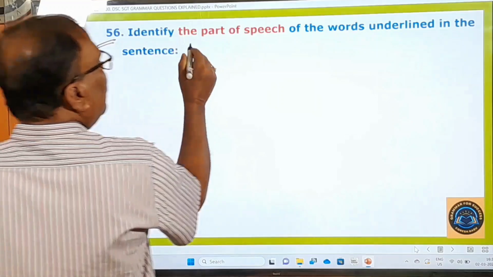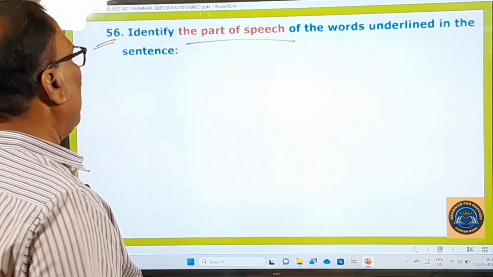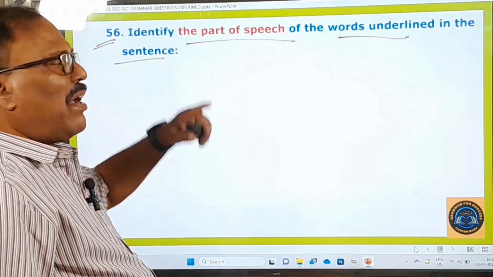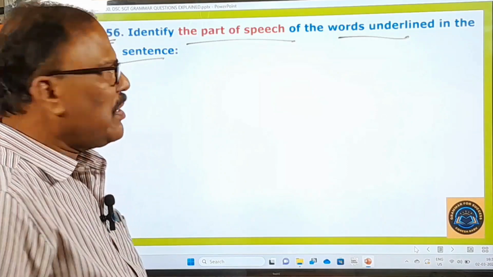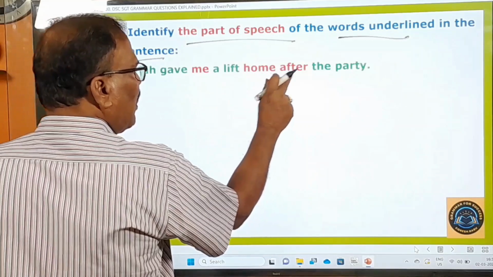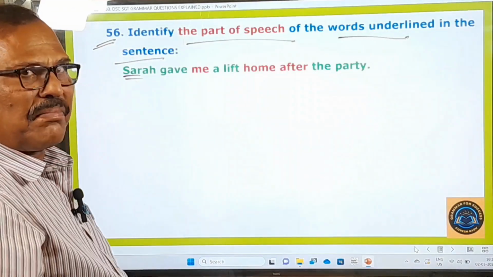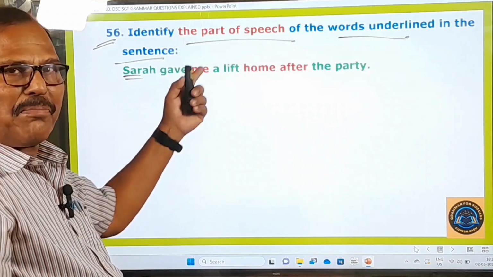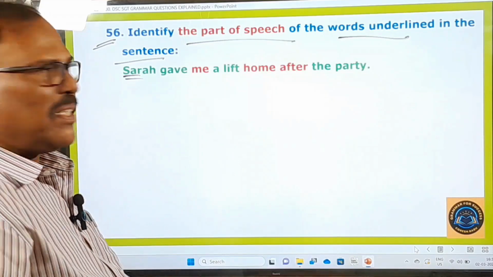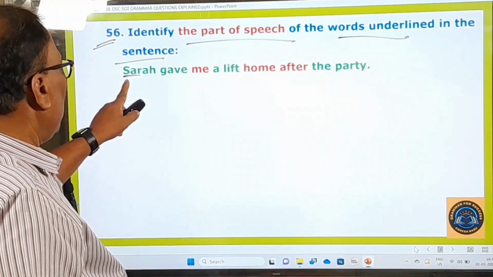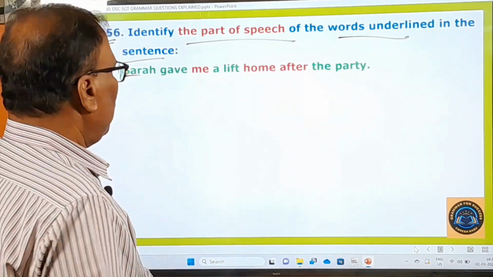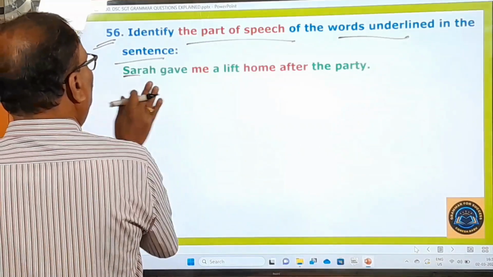56th question, identify the part of speech of the words underlined in the sentence. Okay, he's asking you to find out the parts of speech of the underlined words given in the sentence. What is that sentence? Look at the sentence. Sarah gave me a lift home after the party. Sarah, why use that foreign name? That means he has taken this example from some grammar book. That doesn't look nice. You should have used some Telugu name. Sarah is an English name. So it is clear that this example has been taken from some grammar book. It should be an Indianized question paper.